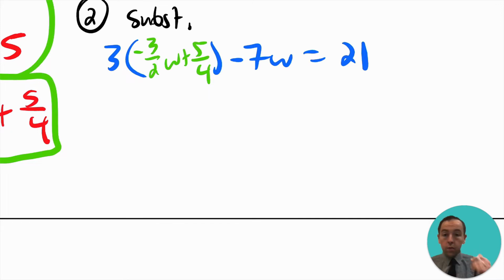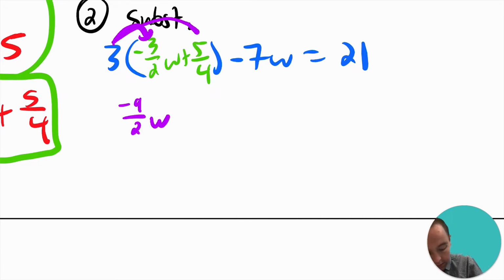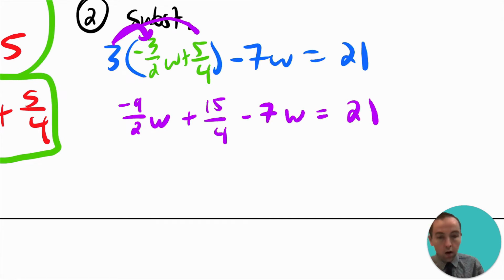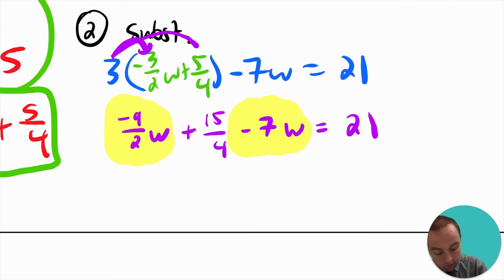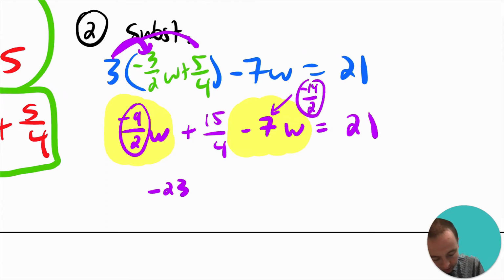Now this substitution is going to result in some fraction stuff, but it's really not too crazy. So let's do some simplifying here. When I multiply 3 times -3/2, we're going to get -9 over 2 w, and then 3 times 5/4 will be plus 15/4 minus 7w equals 21. We do have some like terms here because on the left-hand side, both of those are w terms. So in order to combine them, we'll need a common denominator. So that -7 right there, if we turn it into halves, is the same thing as -14/2 w. So then if we combine those together, you're going to get -23/2 w, and then plus the 15/4 equals 21.